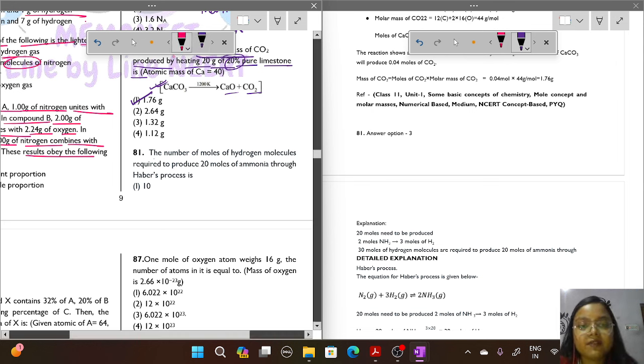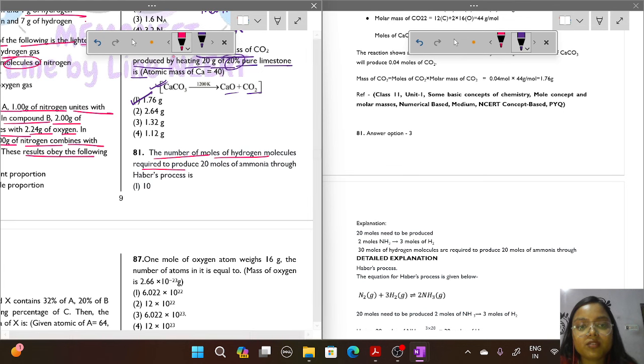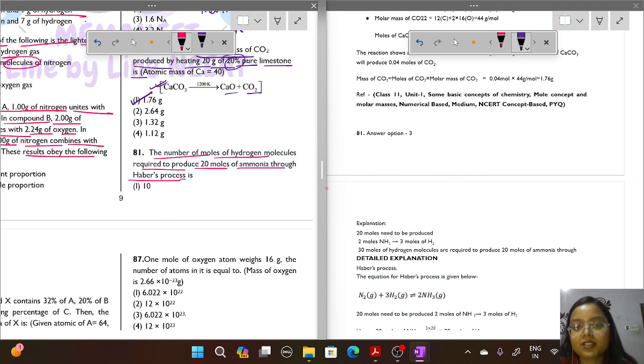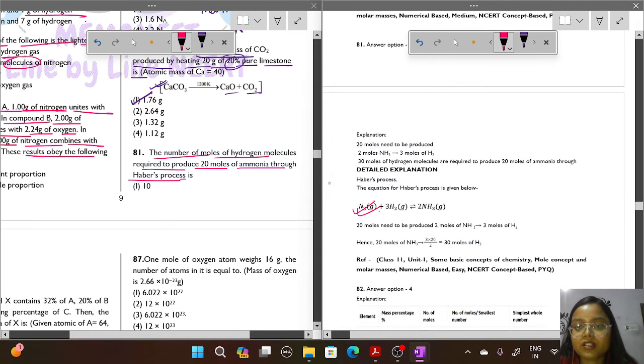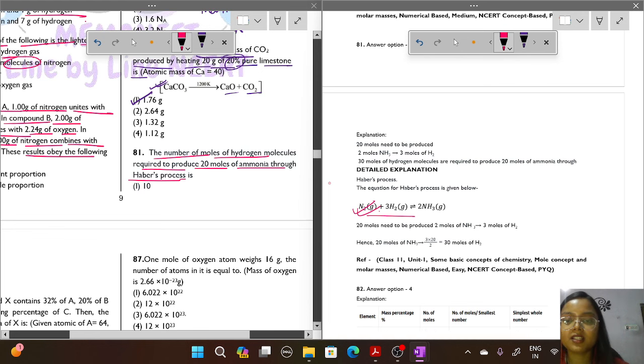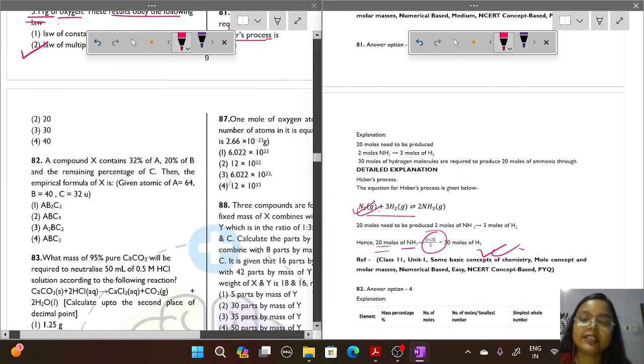In question number 81, the number of moles of hydrogen molecules required to produce 20 moles of ammonia through Haber's process is. It is also related to Haber's process, right? Number of moles. Okay, so this type of question we have also solved, only the numbers are changed here. It is a PYQ, and that is a derived PYQ. So for 20 moles of NH3, 3 into 20 by 2, which is 30 moles. So 30 moles is the correct option. I am not explaining this again. So this similar type we have done.